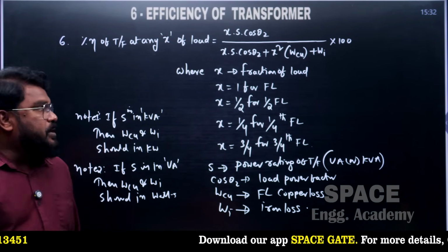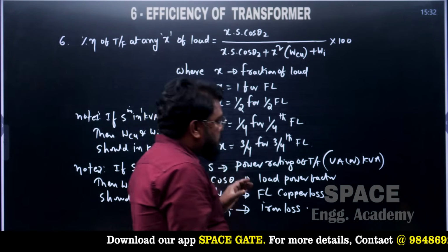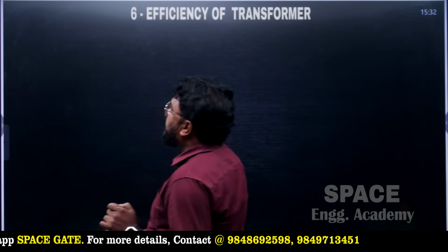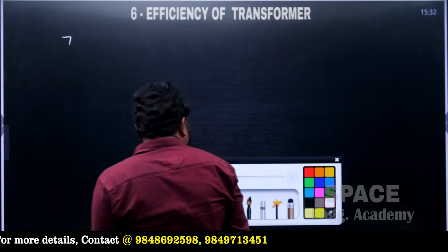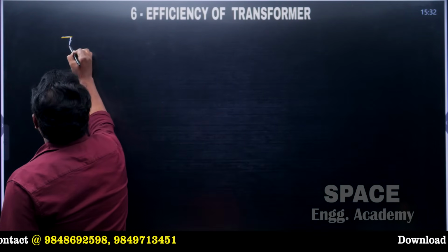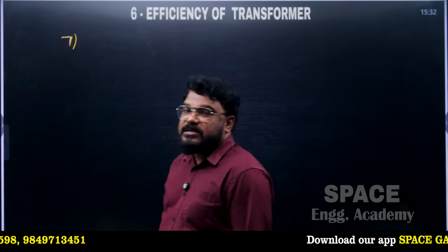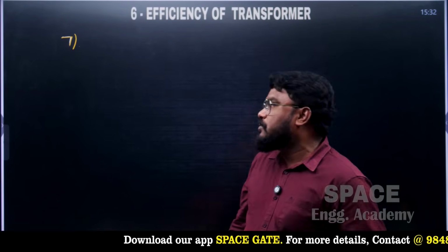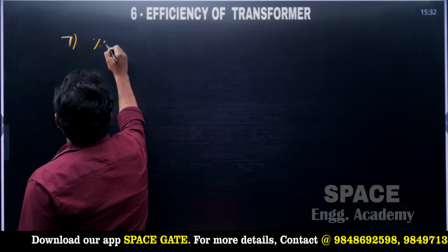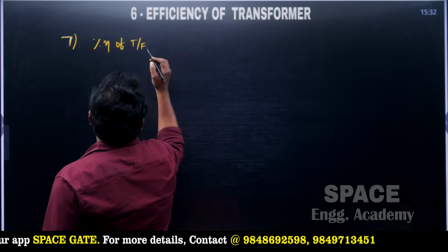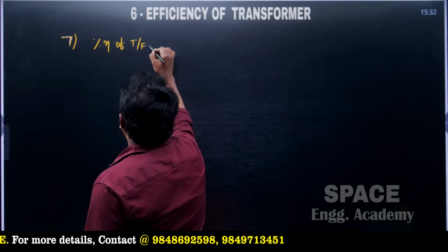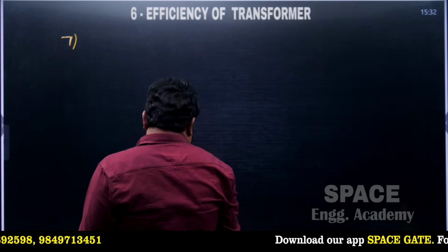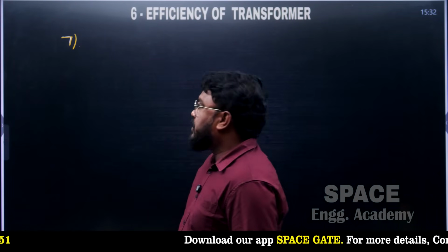Okay. And next, coming to another observation on the efficiency of the transformer, how do we calculate efficiency if losses are given in per unit value or percentage value? So the seventh one: percentage efficiency of the transformer if losses are given in per unit values.